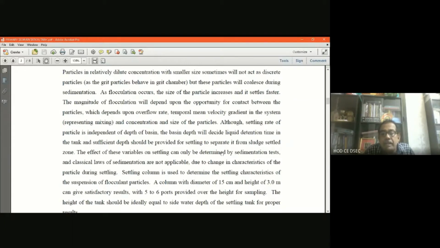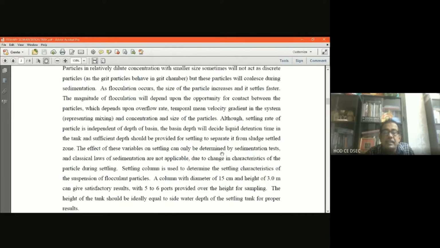This is the theory part I have just told you regarding the detention time and how it is related to the depth of the water. Now, as I have told you, the shape of the particle is not round, it is irregular in shape, with lightweight particles. So the exact law which we followed in the case of the grit chamber may not be followed here. Here we use the settling column to determine the settling characteristics of the suspended matter. So here we will use a different concept, that is the settling column.